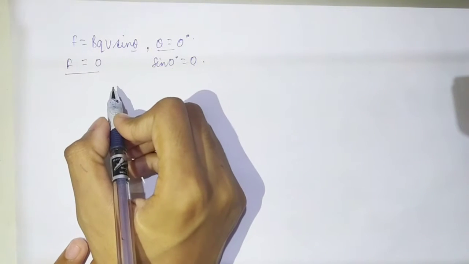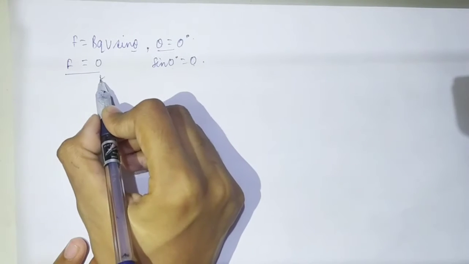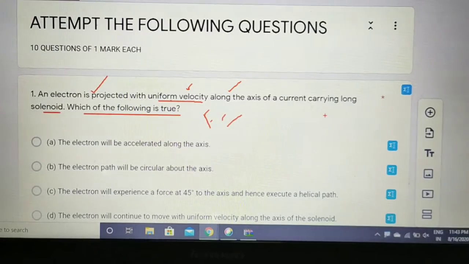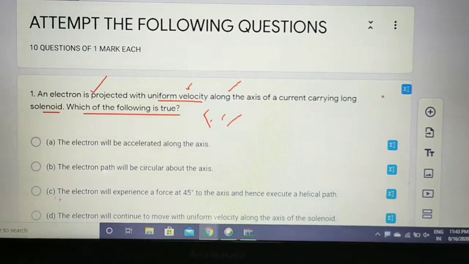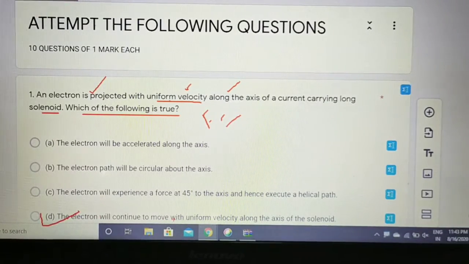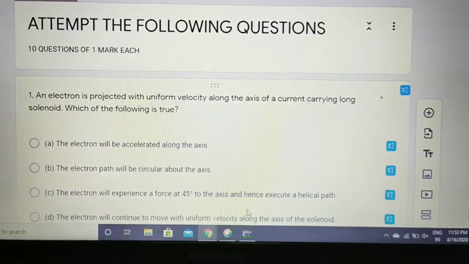So if force is 0, we can conclude that the electron will be experiencing no force and hence it will keep moving along the axis of the solenoid. As no force is experienced by this electron, the velocity will be uniform. So you can see the fourth option is correct: the electron will continue to move with a uniform velocity along the axis of the solenoid. Now let us move to the next question.